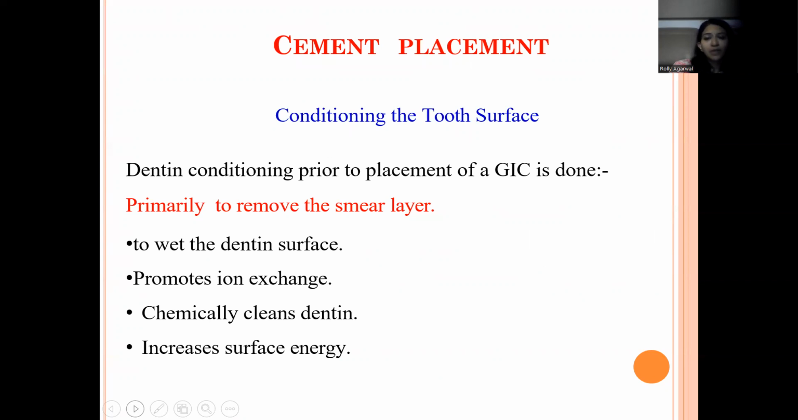Then we come to the cement placement. For cement placement, the first step is to prepare the substrate where we have to place the restoration. So we have to partially remove the smear layer so as to expose the underlying dentine surface.